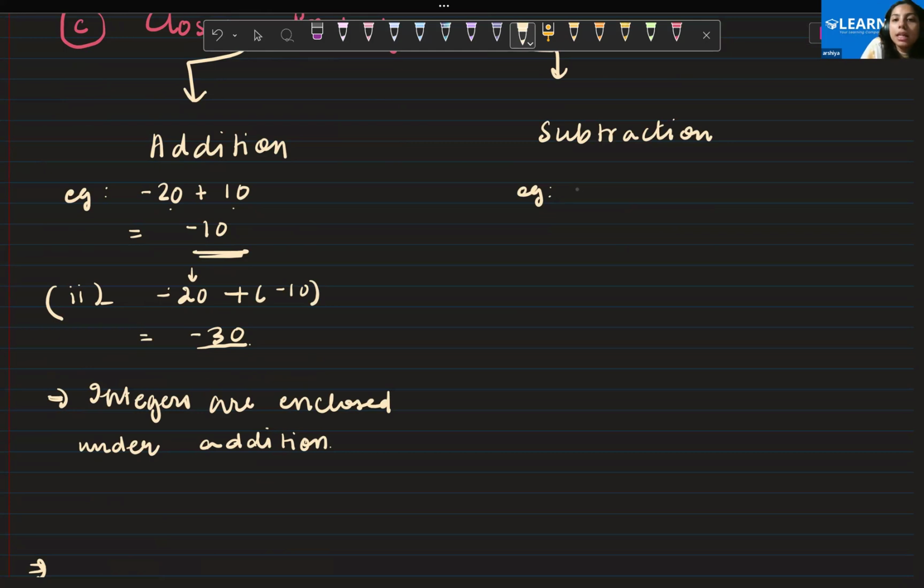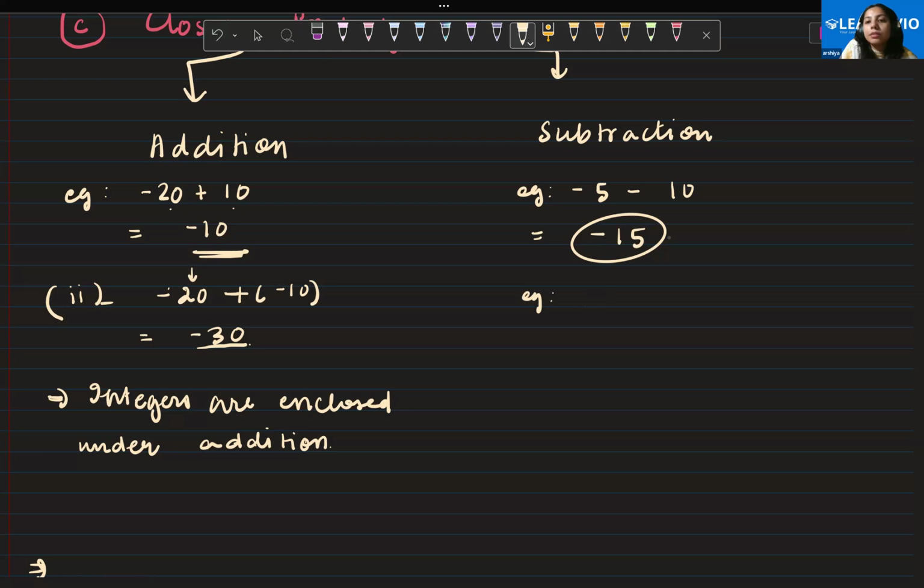So let's say we have -5, subtracting 10 from it. Here subtraction is happening, but the answer will be -15. So we are getting an integer. That means integers are enclosed under subtraction.